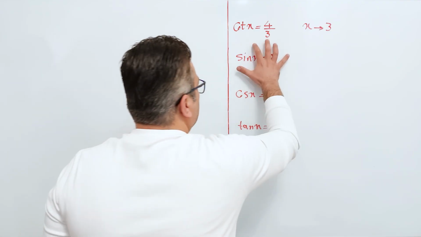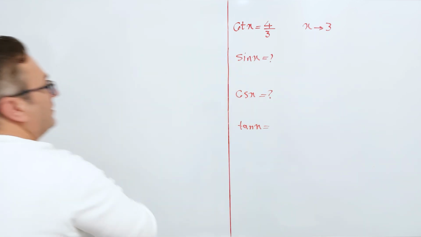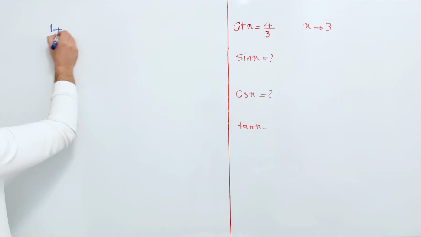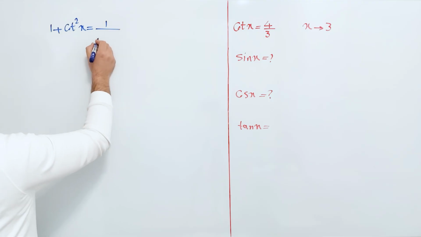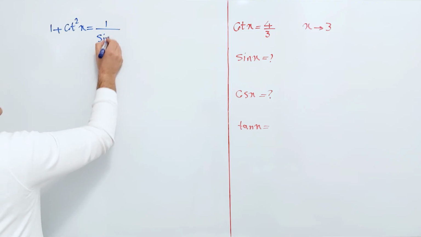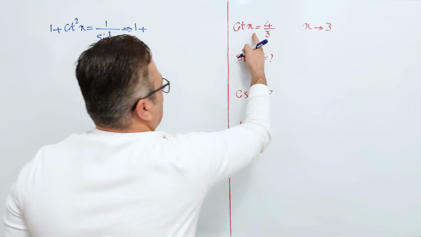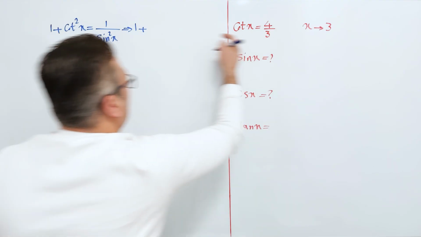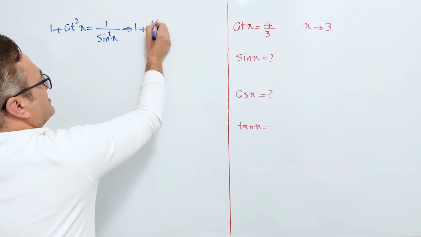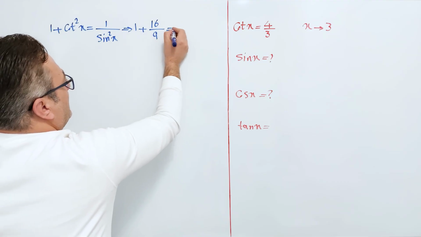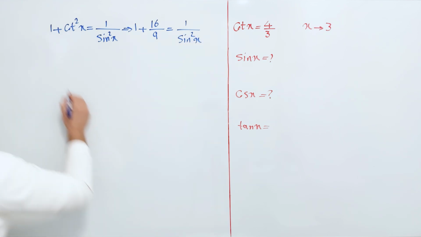First, I'll solve this problem using the formula-based method. We know that 1 plus cotangent squared x is equal to 1 over sine squared x. So cotangent x is equal to 4 over 3, so cotangent squared x is equal to 16 over 9, which is equal to 1 over sine squared x.